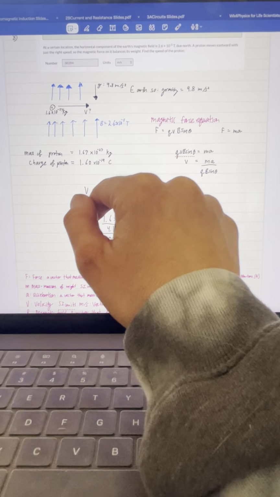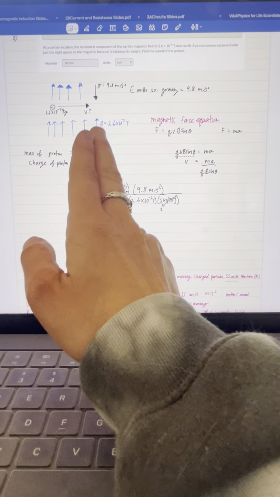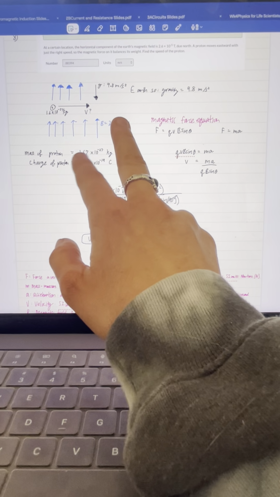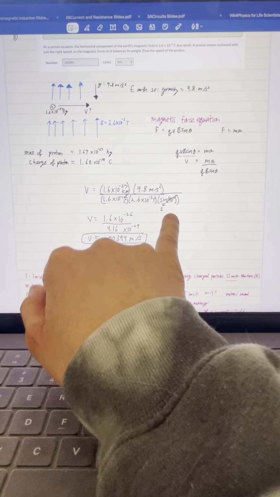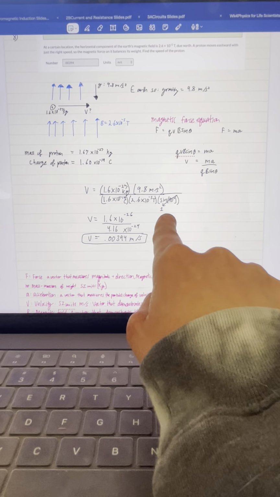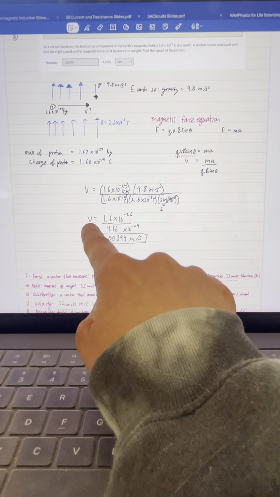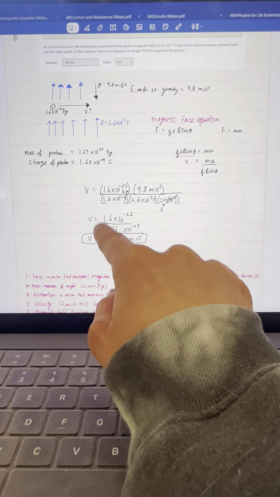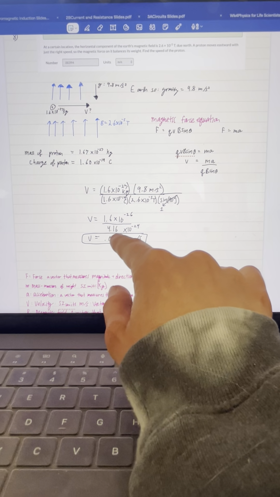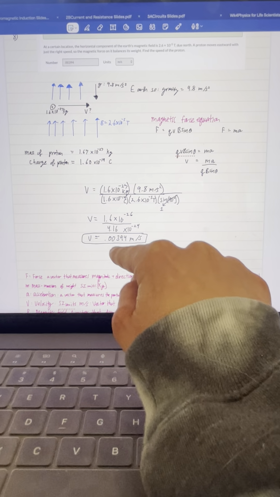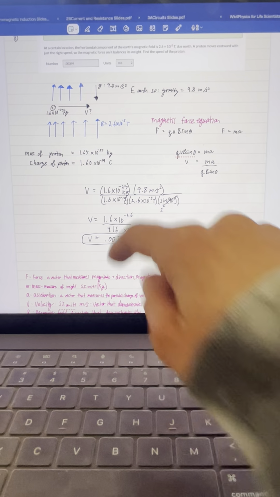Well, you can see in this drawing I did, our magnetic field is going up, and then our proton is going to the right, going east. So we know that our angle is 90 degrees, so that sine just becomes 1. Then I multiplied this out and got 1.6 times 10 to the negative 26 on top, divided by 4.16 times 10 to the negative 24 on the bottom, to get a velocity of 0.00394 meters per second.